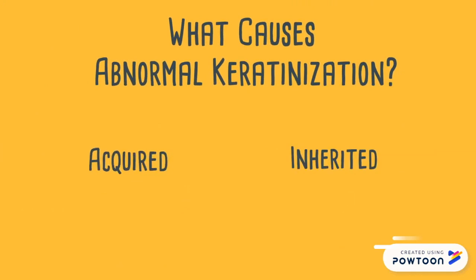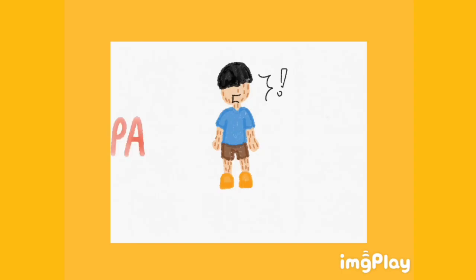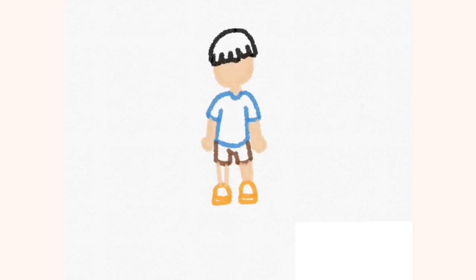For acquired, we will broadly categorize it into two groups. First is ichthyosis associated with disease, such as cancer or AIDS. Another one is drug-induced ichthyosis, such as from hydroxyurea, a drug that is used to treat cancer. And for inherited, there are many types, and in this video we will focus on the autosomal dominant type of disorder, namely ichthyosis vulgaris. It is a condition in which skin cannot shed properly, leading to the buildup of dead surface scales.